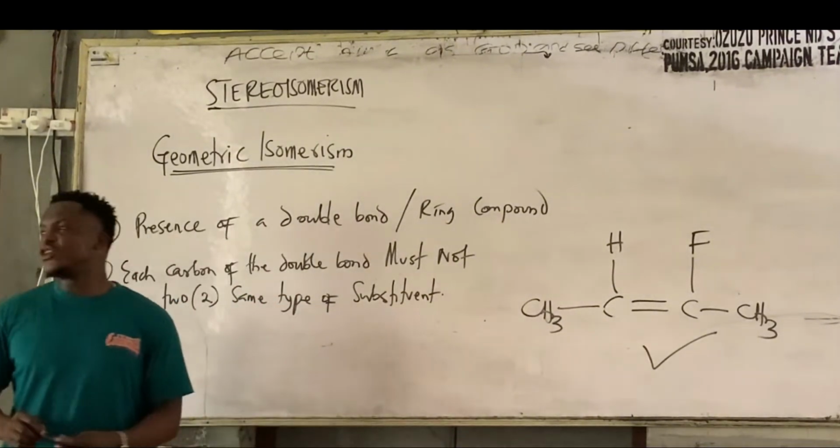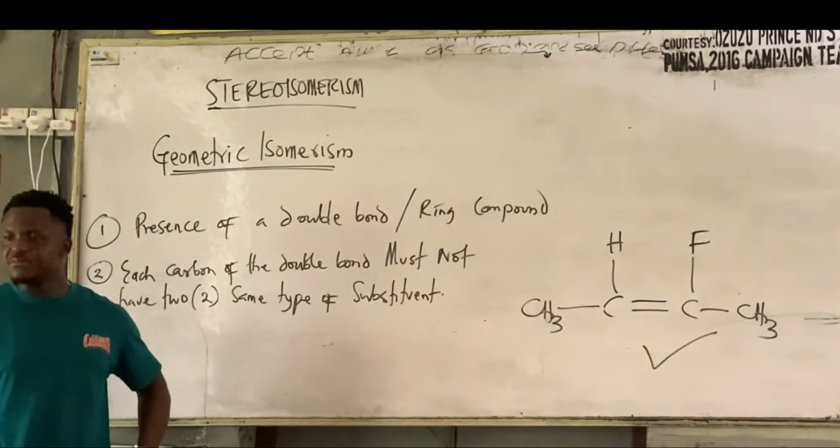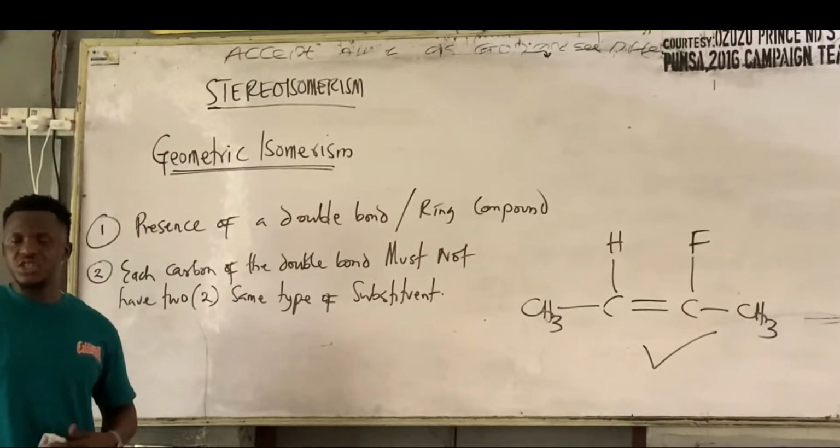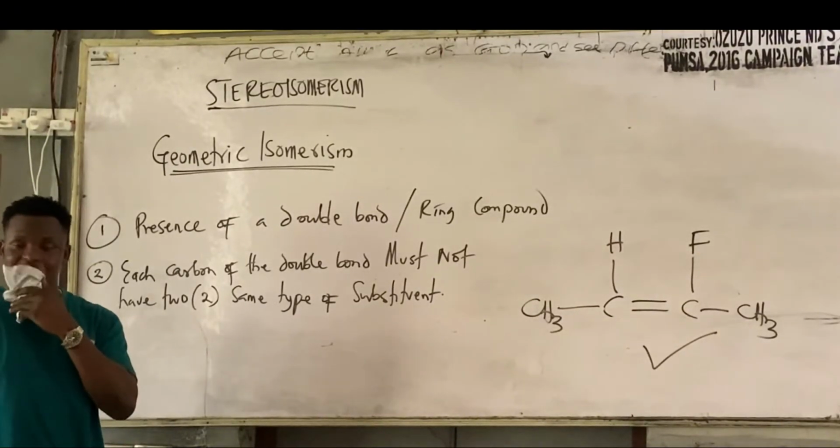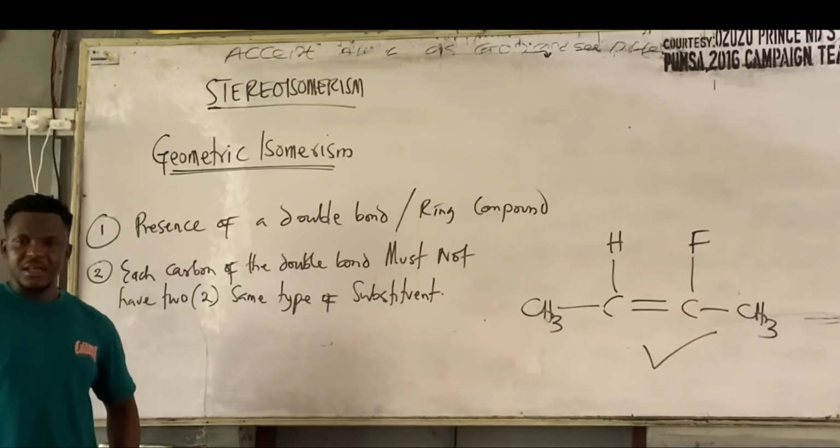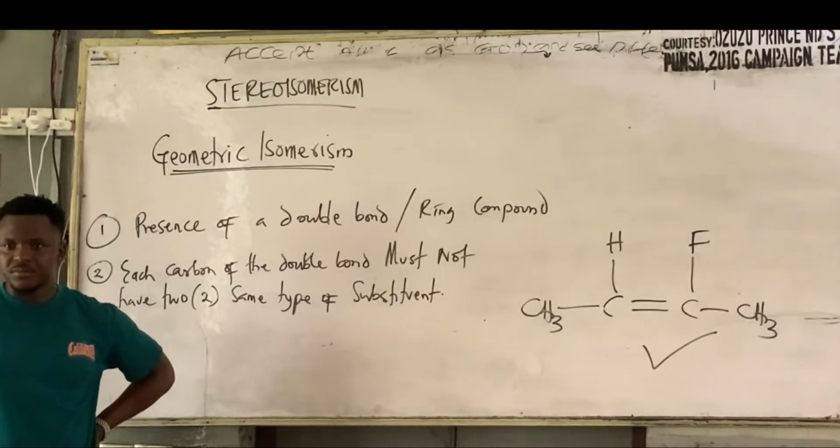So it's best we actually know compounds that can exhibit geometric isomerism. Once we are done with that, we switch into how to name them. And then we look at optical isomers.